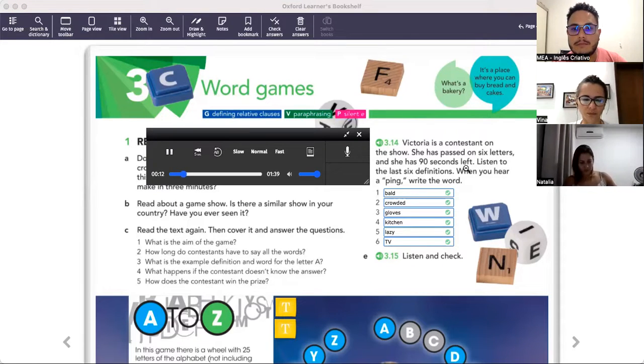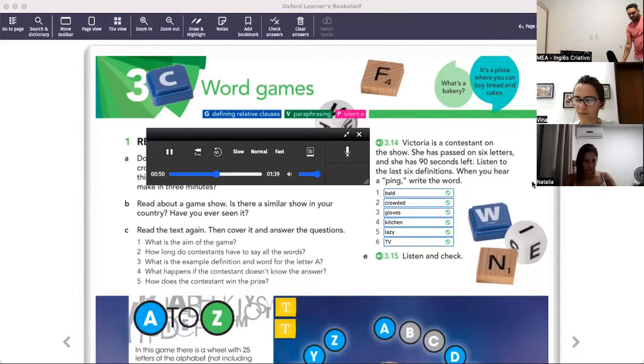Okay, it begins with B. It's an adjective for a man who has no hair on his head. Bald. Right. It begins with C. It's an adjective. It describes a place where there are a lot of people. For example, a restaurant or a beach in the summer. Crowded. Right. Totally. It begins with G. They're things that people wear on their hands. Gloves. Right.